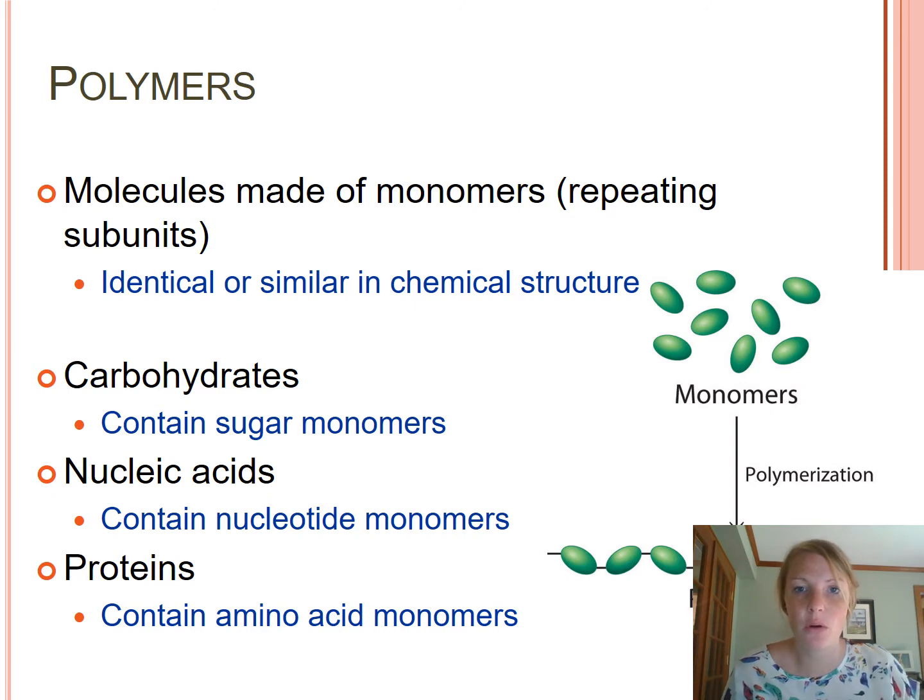For example, and we'll cover each of these individually, but just to give you an overview, large carbohydrates are polymers, and they're made up of smaller sugar monomers. Nucleic acids like DNA and RNA are made up of smaller monomers called nucleotides. And proteins are large chains of smaller monomers called amino acids, and all of these amino acids linked together would make a polymer. So that's the idea of monomers and polymers.